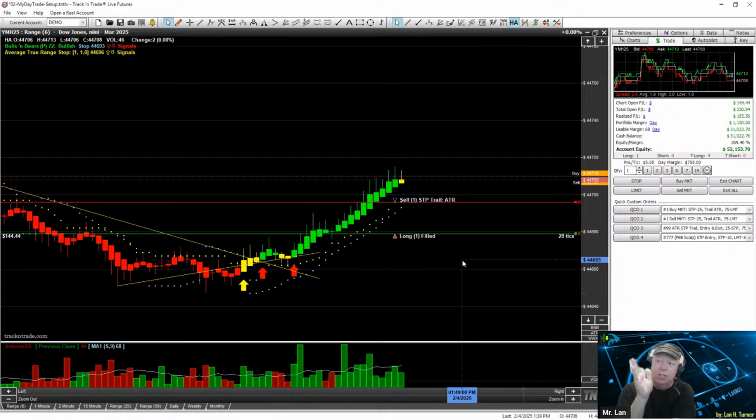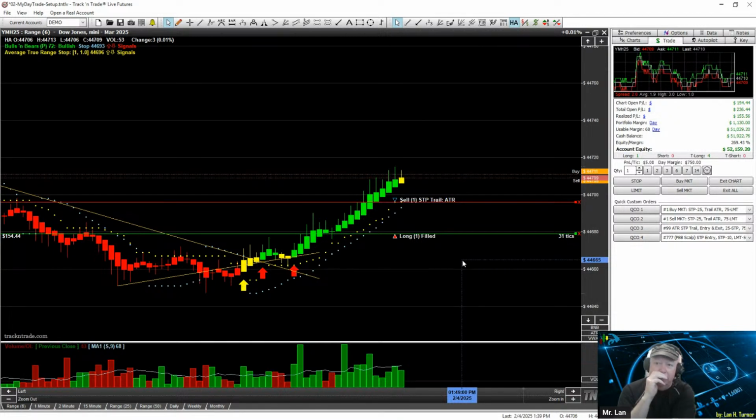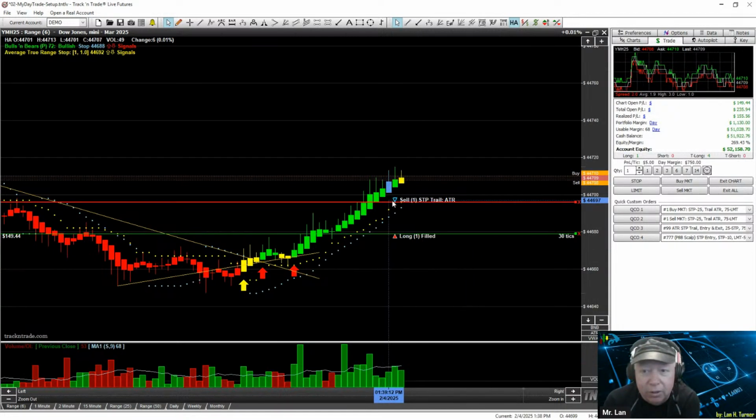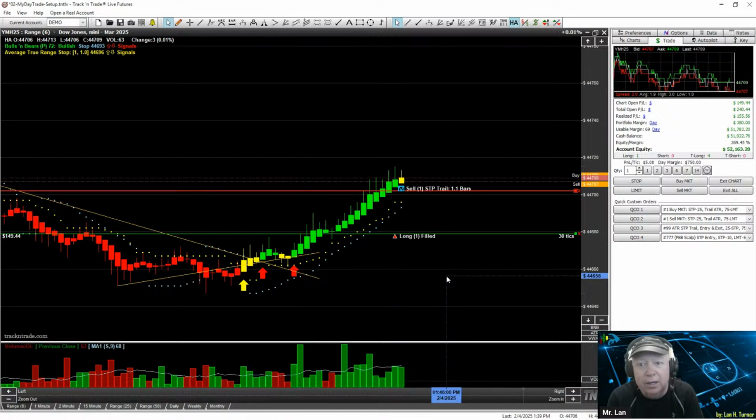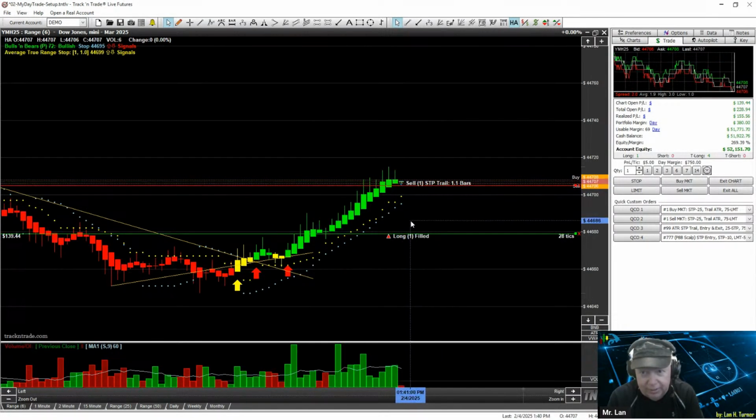You could just take your profits off right here and say up $144. I don't think it's going to go any higher. If you don't think it's going to go any higher, you could be a little bit more aggressive. You could say just trail price bars back, and I'm going to go 1.1 price bars back. There. Now if it breaks, that's just enough to cover the spread.